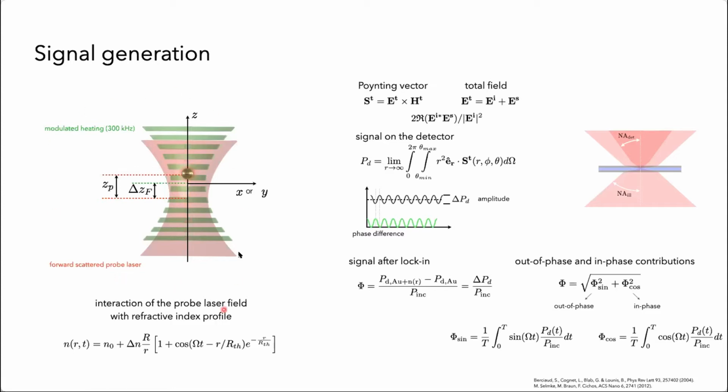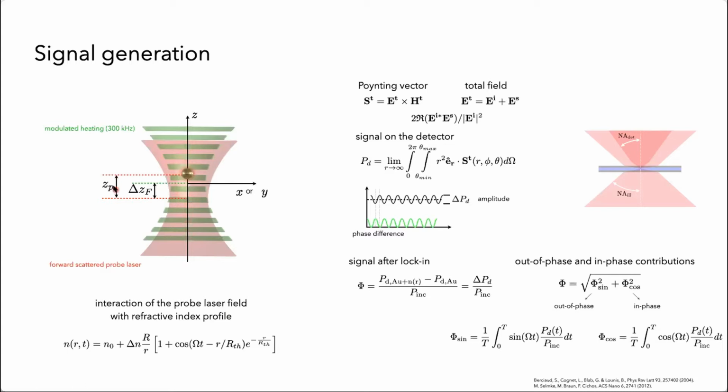So overall, everything looks rather complex. Again, the modulated heating creates that refractive index profile, and then there's the probe beam, and both can have a certain focal distance from each other. The shift of the focal plane of the pump beam and the probe beam is here, in this example, delta z_F, and throughout the talk as well.